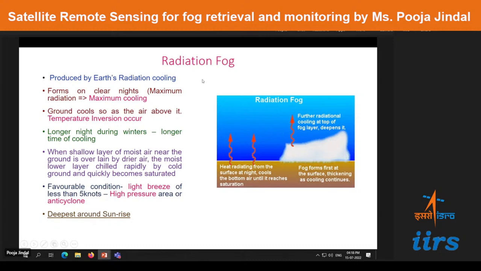Radiation fog is one of the important types of fog over the Indo-Gangetic plain. And the thickness of the radiation fog is maximum around sunrise, because after sunrise, the sun's radiation starts falling on the fog top and starts warming it. That is, the fog will start dissipating after the sunrise.